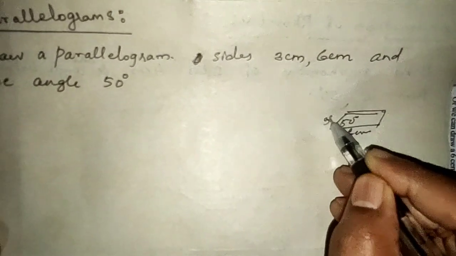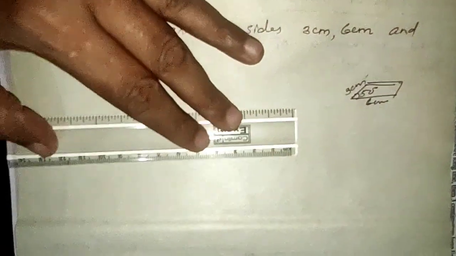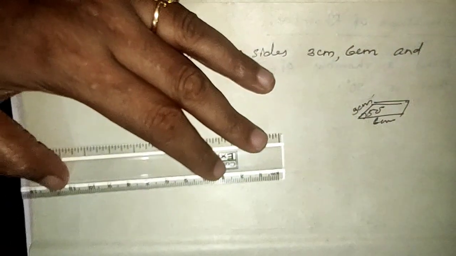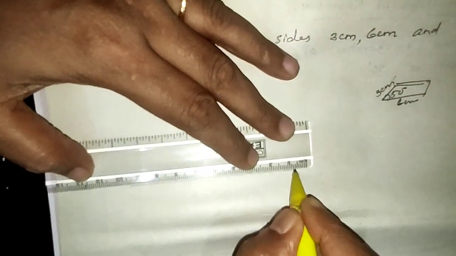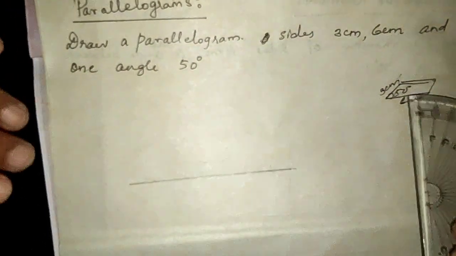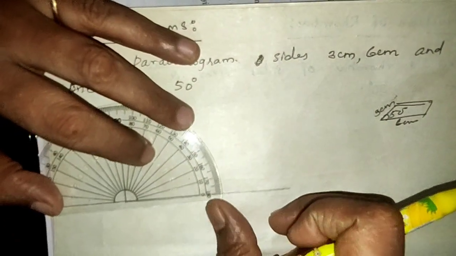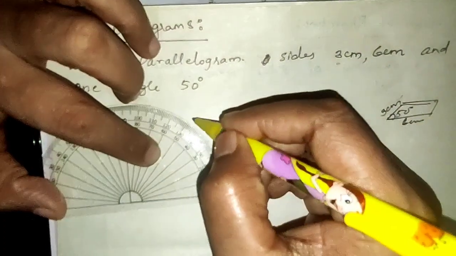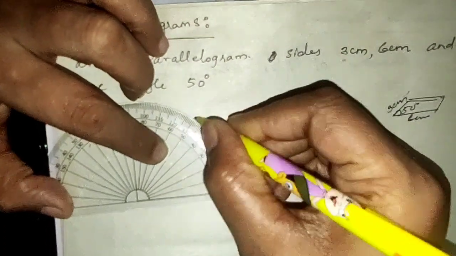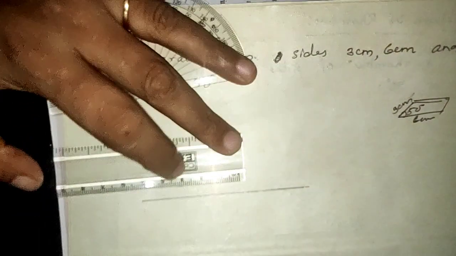Yes, as we did in the case of rhombus, just draw a line, more than 6 centimeter, like this. Then what is this angle? That angle is equal to 50 degree. So first measure 50 degree here. This angle is 50 degree.